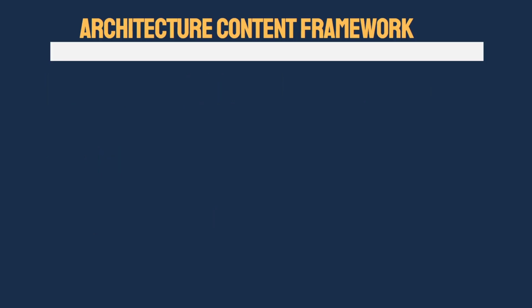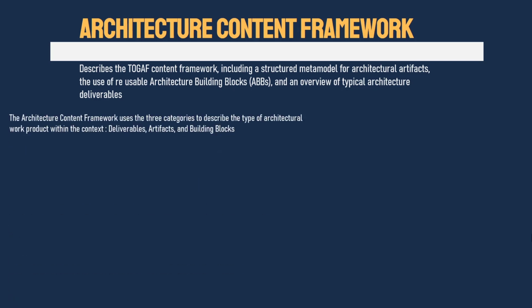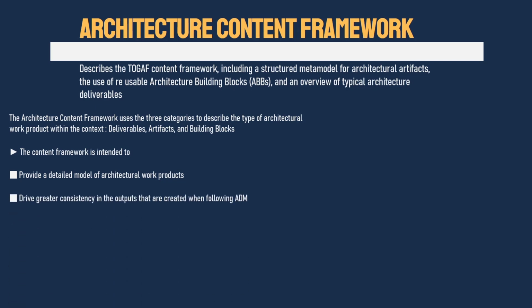Architecture content framework. This describes the TOGAF content framework, including a structured meta model for architecture artifacts, the use of reusable architecture building blocks, and an overview of typical architecture deliverables. The architecture content framework uses three categories to describe the type of architecture work product within the context: deliverables, artifacts, and building blocks.